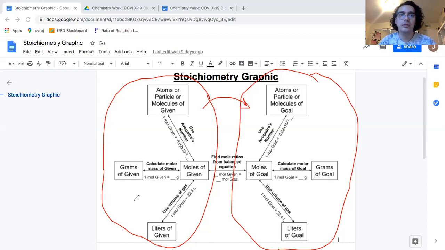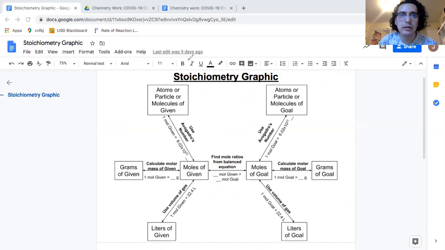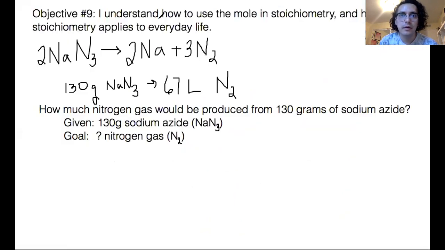For our problem here, our given is 130 grams. Our goal is the amount of nitrogen gas. We should have specified that the amount of nitrogen gas needs to be in liters. That's my bad. So we're going to start with the grams of your given, and you end with your liters of your goal. Let's take a look at what steps we are going to have to take.